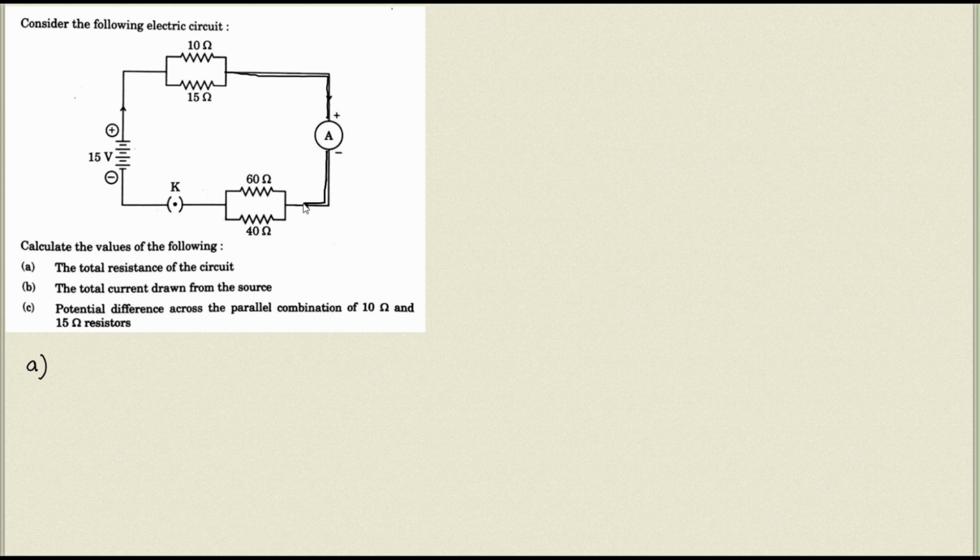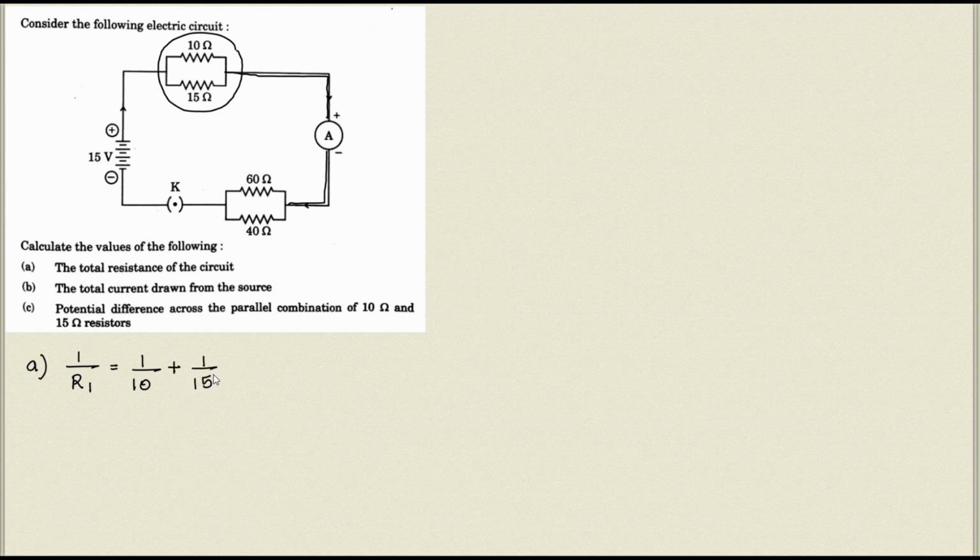So in order to find the effective resistance, first of all, we have to simplify the circuit. So first we'll simplify the 10 omega and 15 omega, as they are in parallel connection. I'm taking it as R1. So 1 by R1, the effective resistance of 10 omega and 15 omega, I can take as 1 by 10 plus 1 by 15.